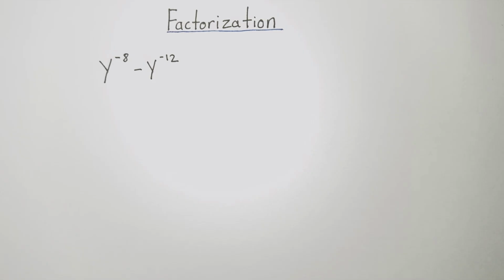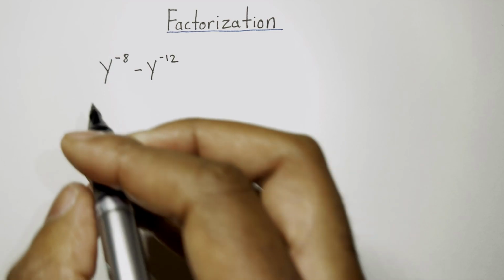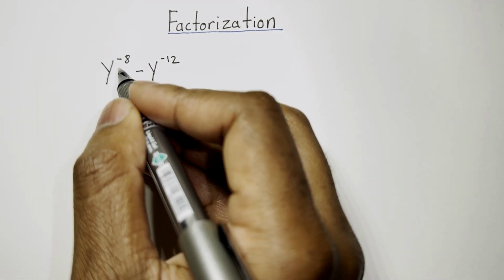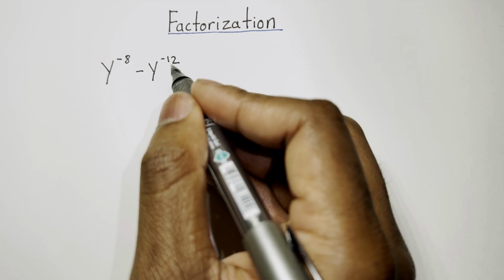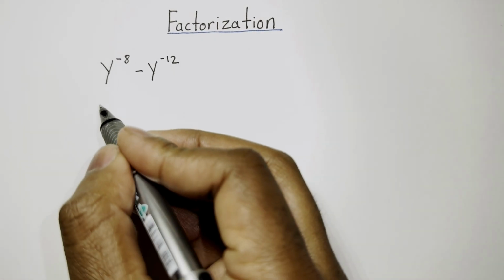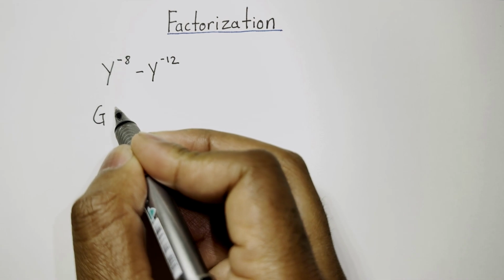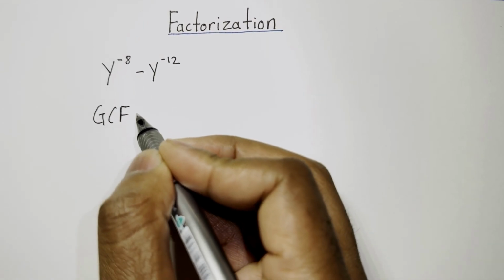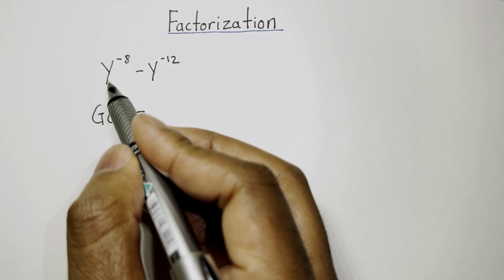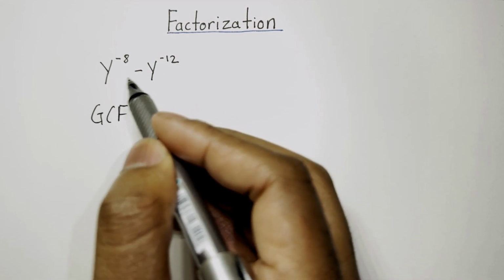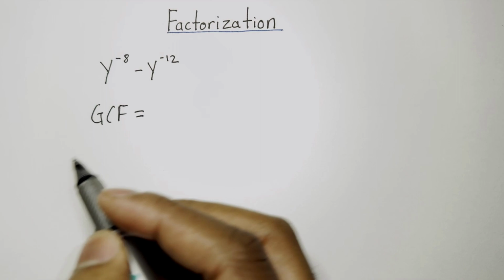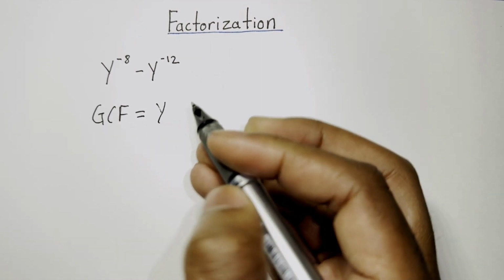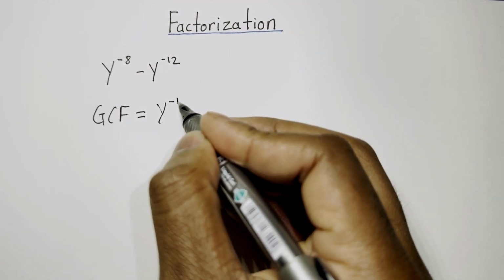Looking at this expression, we can see that we have y raised to the negative 8 minus y raised to the negative 12. We're going to factor out our GCF. In this case, our GCF is the smaller power of y. And what's the smaller power of y here? It is y raised to the negative 12.